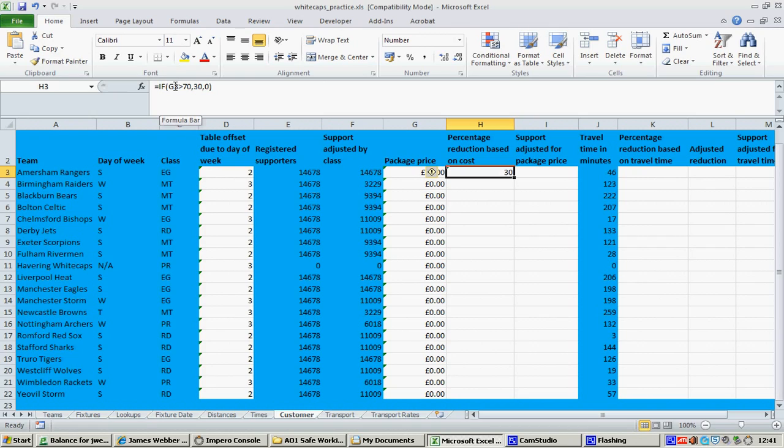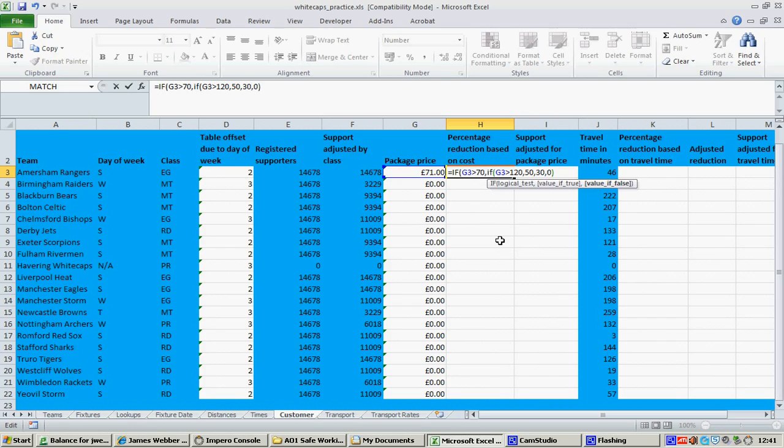If G3 is greater than 70, then I want a 30% reduction. But actually I want to say, if it's also greater than 120, then I want even more reduction here. So actually, in this true bit, I'm going to say, if G3 is greater than 70, then it's true. But in here, I'm going to put if G3 is greater than 120. So I've got a nested if here. I've got two if statements. If G3 is greater than 120, then I only want a 50% reduction there. So it's so much that only 50% of the supporters are going to come. Otherwise, well, I'll say what happened was false.